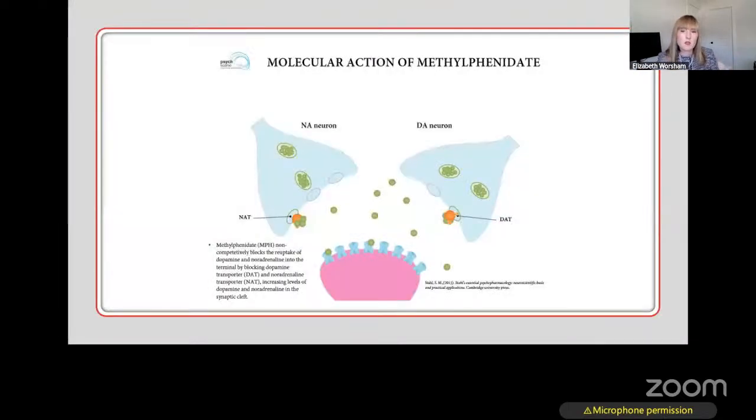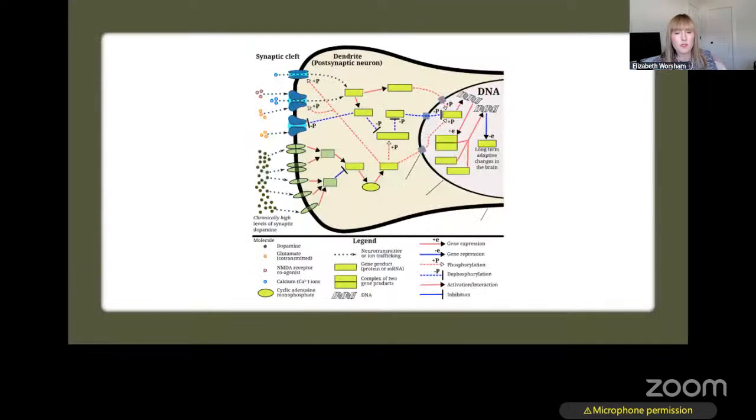So this is a great picture of how methylphenidate works. It blocks the reuptake of catecholamines in the synaptic cleft. I'm not sure if my mouse works, but the green, these are the catecholamines. These are the things that we need more of to make the brain circuits work. And methylphenidate is the orange. It helps block the reuptake, so more of those catecholamines stay in a synaptic cleft.